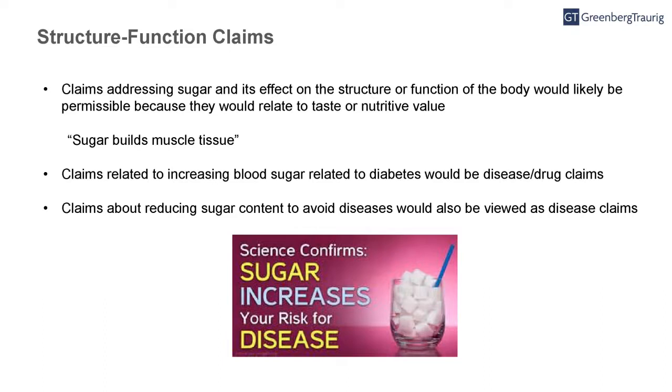So claims such as sugar builds muscle tissue, as long as you have scientific evidence to support that statement, would be a permissible claim. However, claims related to increasing blood sugar related to diabetes would be treated as disease claims, making the product a drug. Claims about reducing sugar content to avoid diseases would also be viewed as disease claims, such as this example of an ad below.